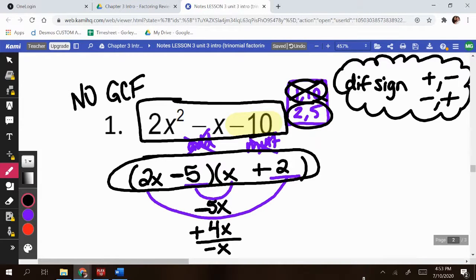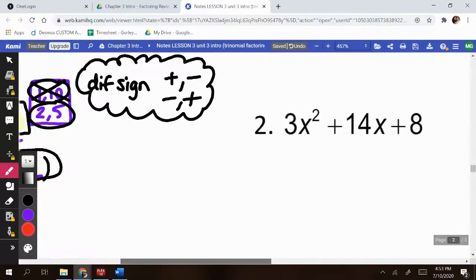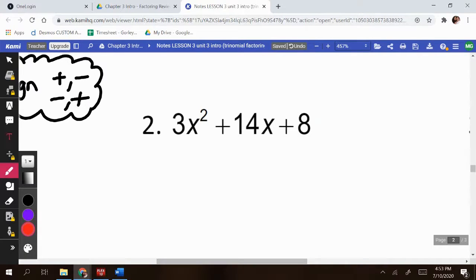Okay, check your answer, multiply it out, make sure it makes sense. 2x times x is 2x squared. Last times last, the negative 5 times the 2 would give me the negative 10. And when we checked our outers and inners, we already confirmed that we get negative x. Okay, take a look at the next one.